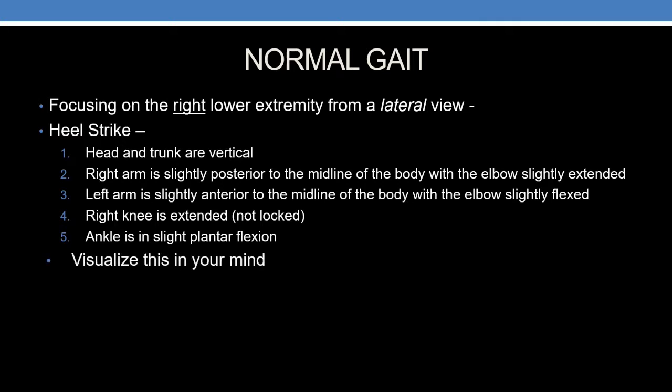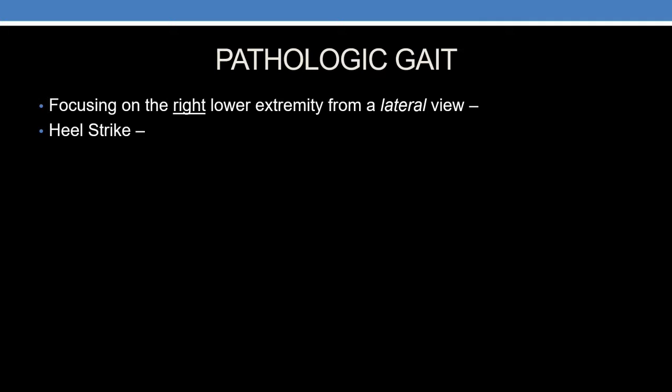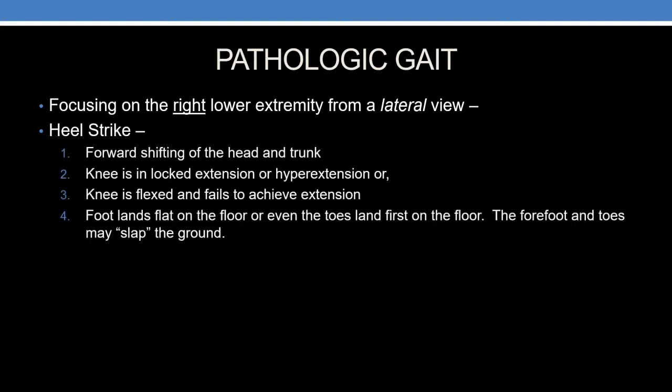Now, in the presence of pathologic conditions, in other words, problems, injuries, trauma, some common observable deviations from the normal pattern that we might see would include a forward shifting of the head and trunk. In other words, the head getting ahead of the midline of the body. We could see that the right knee is locked in extension or hyperextension, or we could see that the knee is flexed and fails to achieve extension.